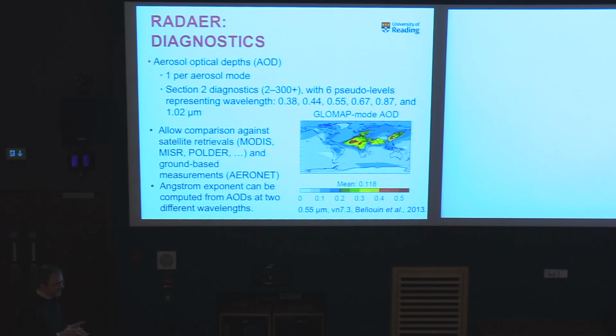So in the unified model, having a third dimension, which is not the vertical, is called a pseudo level. AOD diagnostics have 6 pseudo levels, which represent wavelengths of 0.38, 0.44, 0.55, 0.67, 0.87, and 1.02 microns. Those wavelengths have been chosen because they are favored by remote sensing retrievals of aerosol. So if you use AERONET measurements, or satellite retrievals from MODIS, POLDER or MISR, they will be at those wavelengths, and the model gives you those wavelengths directly.